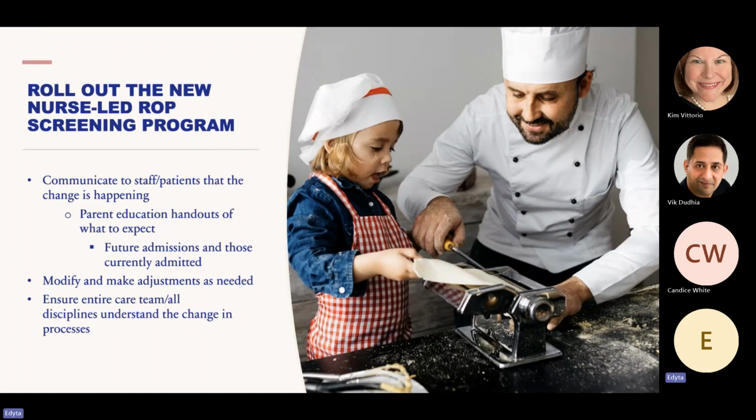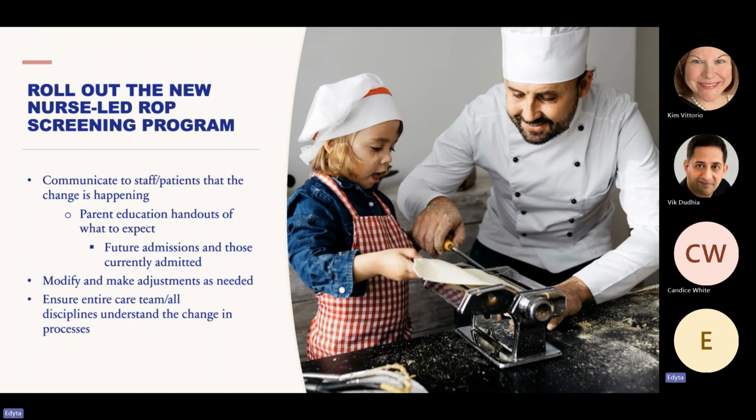Okay, so you've got your program in place, you're ready to roll it out. I think the most important part about rolling out a new program is communication. So you want to communicate with your staff that's there so that they're aware of this change and process that's occurring. And then you also want to educate those parents. So you're going to have parents that are there that perhaps had babies there when you still had your old program in place or whatever that workflow looked like. So you're going to want to make them aware that a change is occurring and what they can expect and how it's going to impact the care of their baby and all that good stuff.